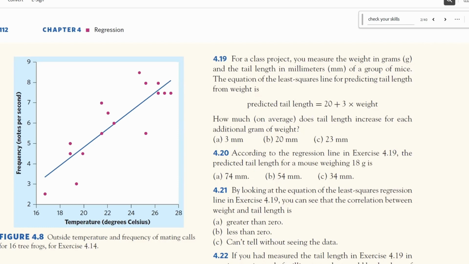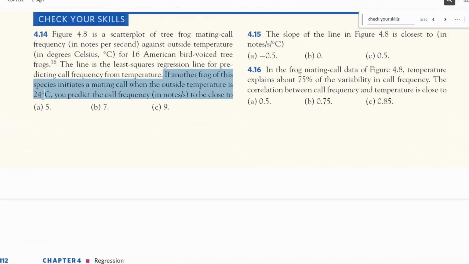And so if we were looking at the multiple choice, it says it's going to be close to either 5, 7, or 9. Right? It's going to be close to 7.